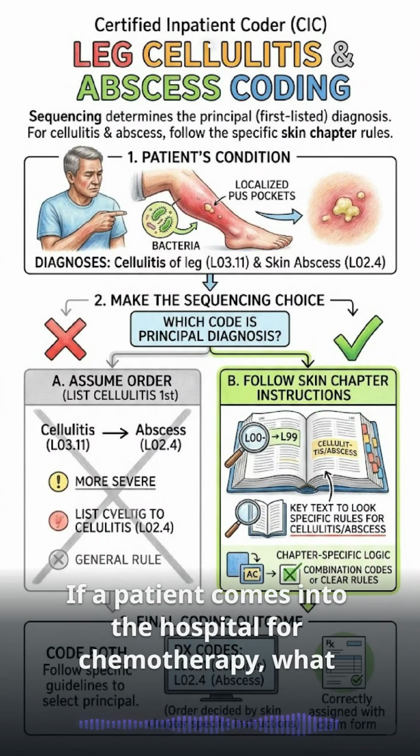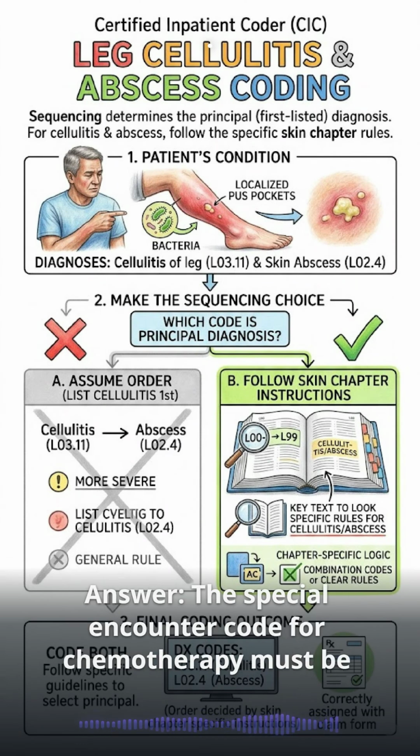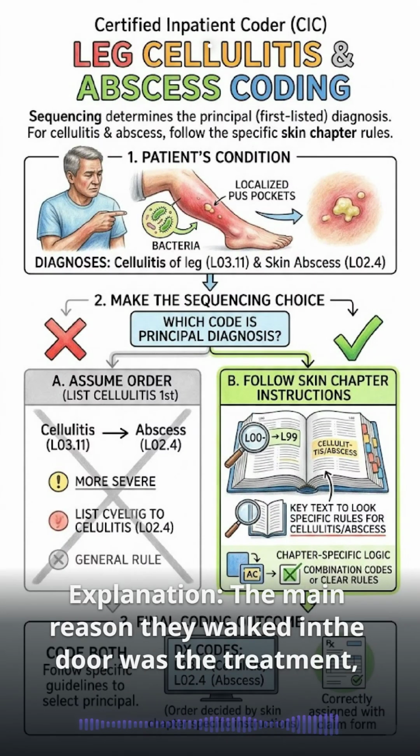21. If a patient comes into the hospital for chemotherapy, what should be the principal diagnosis code? The special encounter code for chemotherapy must be placed as the first and principal diagnosis code. The main reason they walked in the door was the treatment, not to treat the cancer directly.